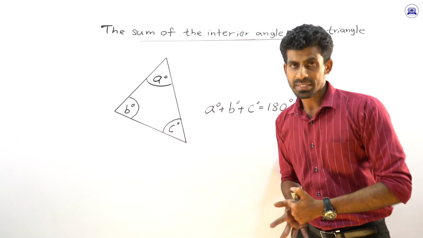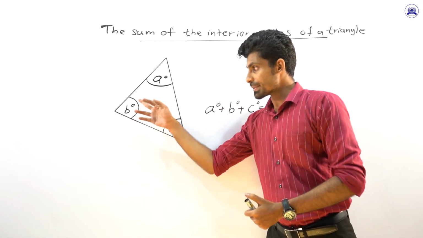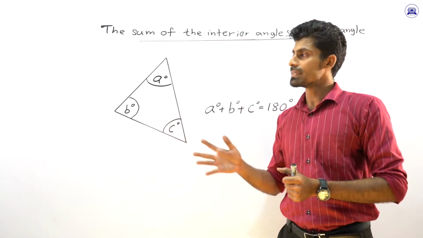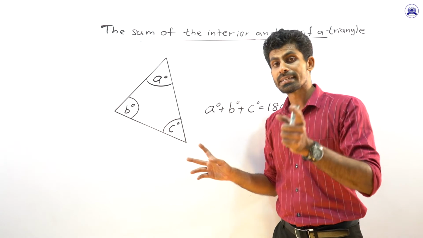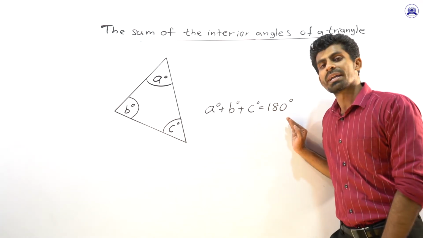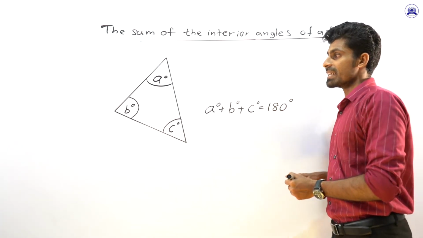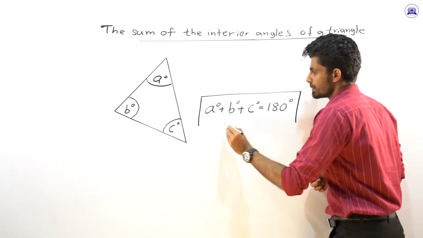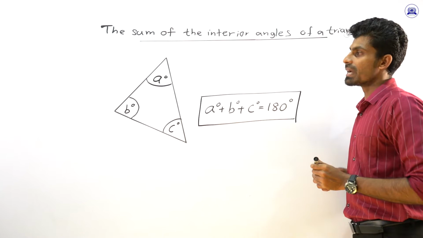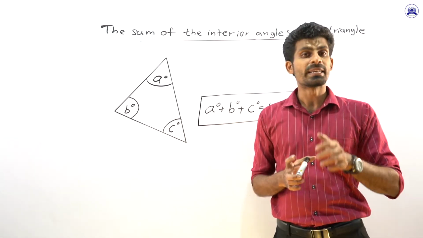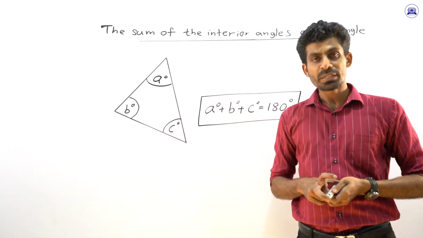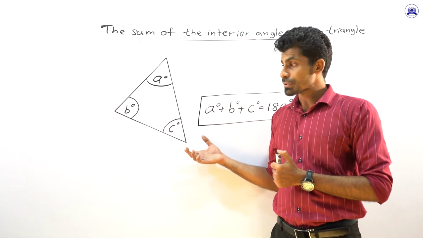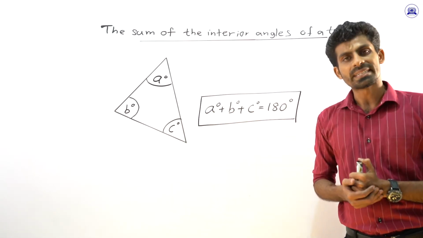Now I think the theorem is very clear to you. In any triangle in the world, the summation of the interior angles should be equal to 180. That is the theorem. Any triangle, a very important theorem, so you need to remember it. The sum of the angles in a triangle equals 180.